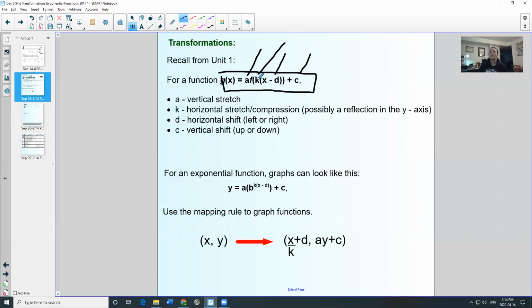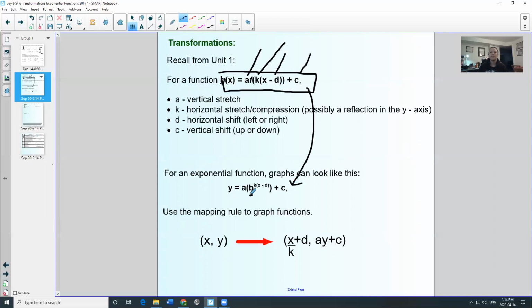So if it was a fraction, it was a horizontal stretch. If it was a whole number, it was a horizontal compression. And if it was negative, it was a reflection in the y-axis. So we can take these ideas and we can apply them to an exponential equation.